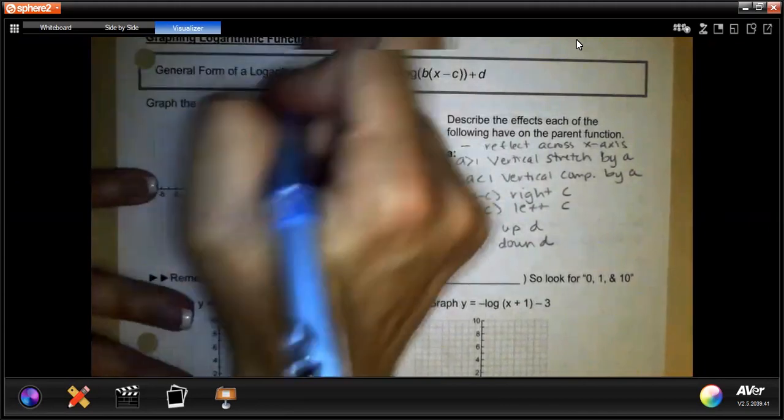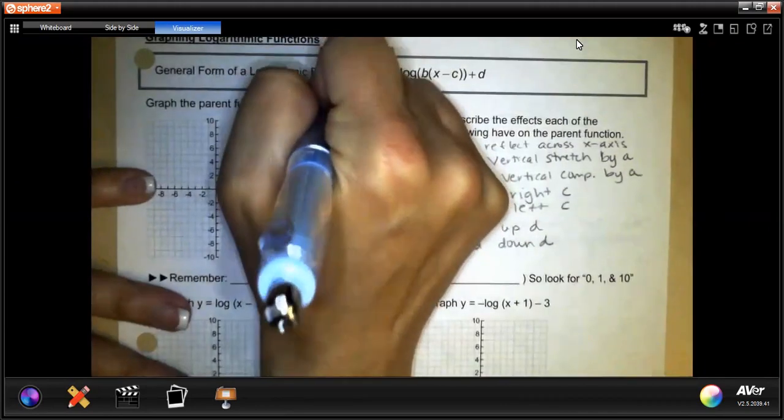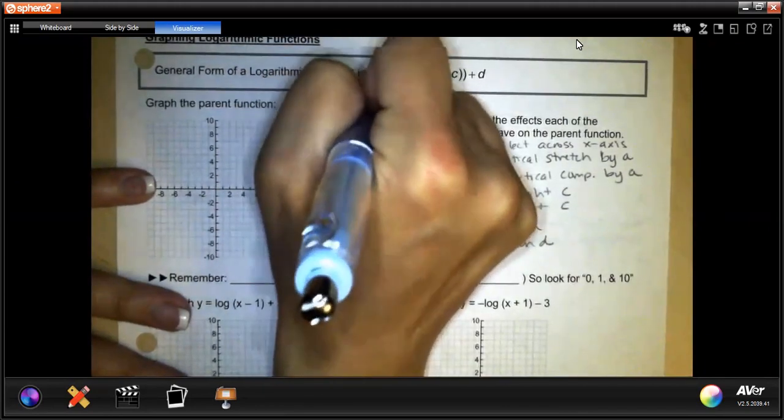All right, so we're going to start. And we use the exponential y equals 2 to the x quite often.